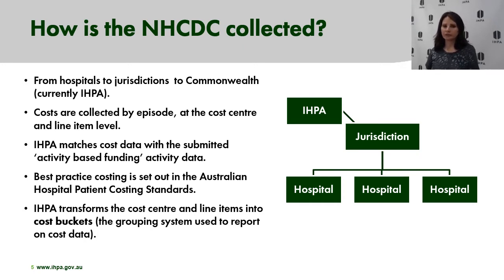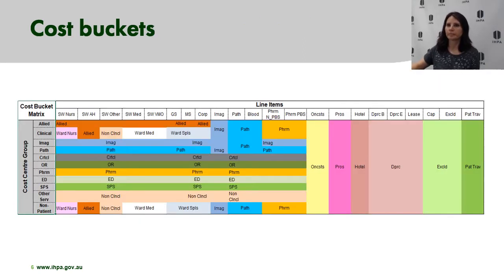Once IHPA receives the data from all jurisdictions, as I said earlier, it matches the cost data with the activity-based funding activity data, and once this is done, IHPA undertakes an ETL process, which is extract, transform, load, grouping the cost center and line item into a cost bucket matrix. The cost bucket matrix includes costs associated with delivering these services, such as pathology, imaging, and so on.